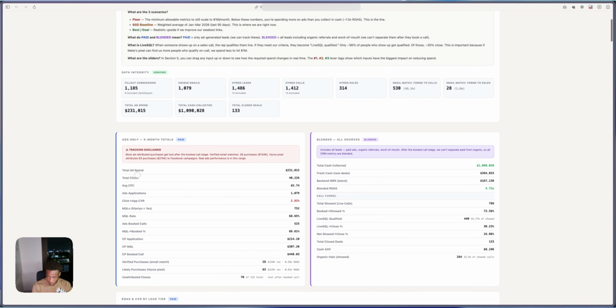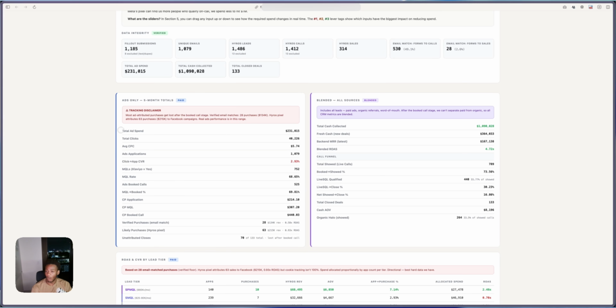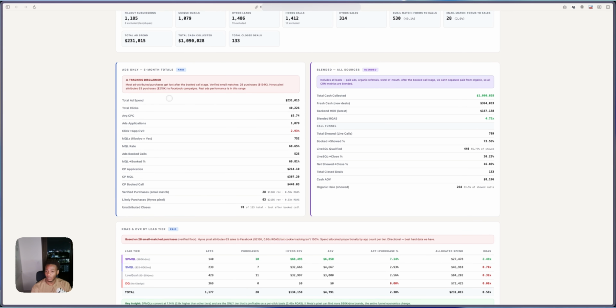As you can see here, we got our totals for 5 months, not 6 months. It's ad spend, clicks, cost per click, et cetera. Something you should be measuring, if you're not, is your click to conversion rate: what's your click to application rate, your click to book call rate, your click to close rate, et cetera. Once you have every single number in your funnel, it allows you to scale without that uncertainty. You actually know your numbers, you feel me? And so you're going to have a lot more confidence.